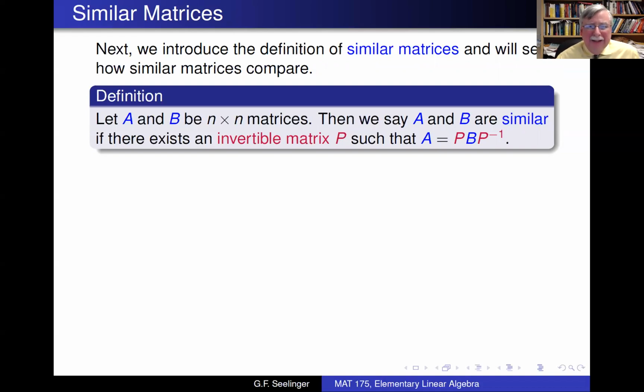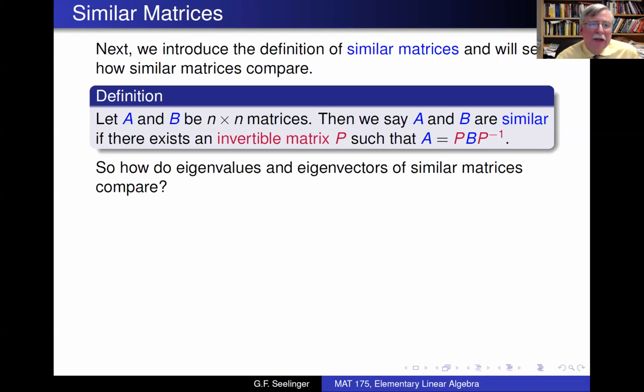Now note that that may seem like a strange construction, but we find out that this is what's happening when we, in some sense, change coordinates as we do this type of operation. And so we want to talk about how we compare similar matrices. How do eigenvalues and eigenvectors of similar matrices compare?